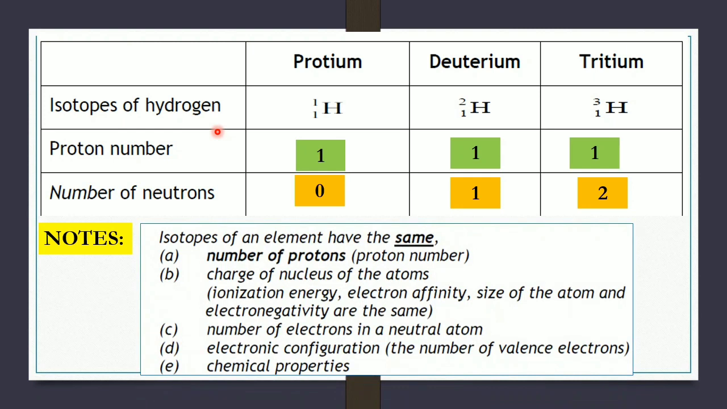So isotopes of an element have the same number of protons and charge of nucleus of the atoms, because the charge on the nucleus depends on the protons, and also the same number of electrons in a neutral atom, and it will have the same electronic configuration because of the same number of electrons and also the same chemical properties.